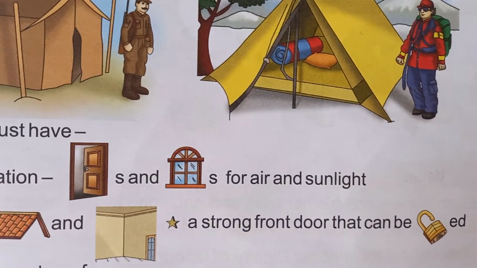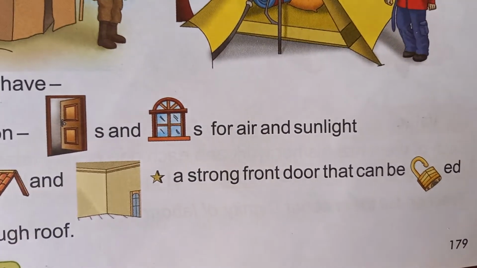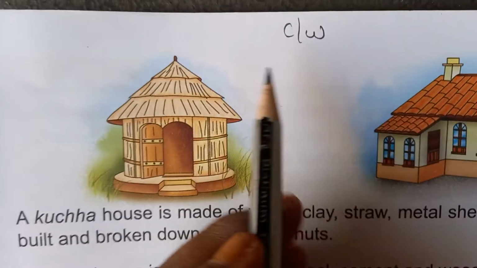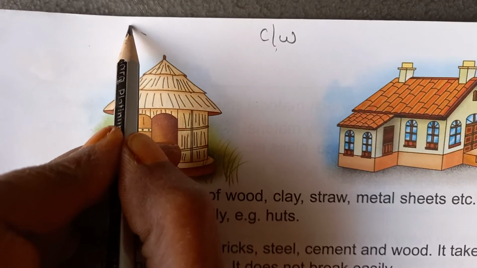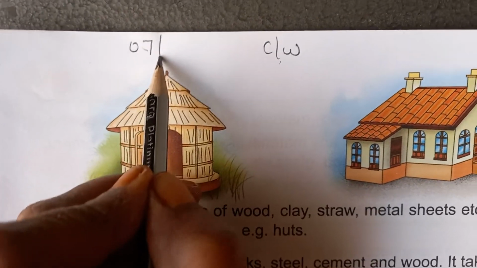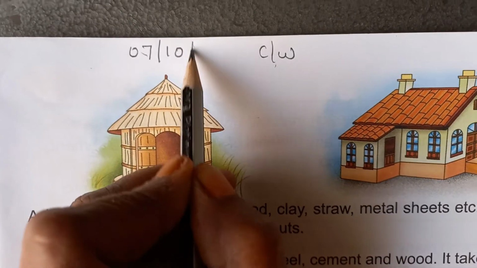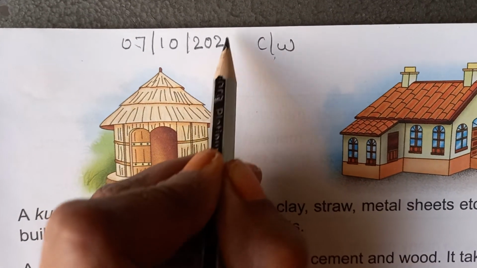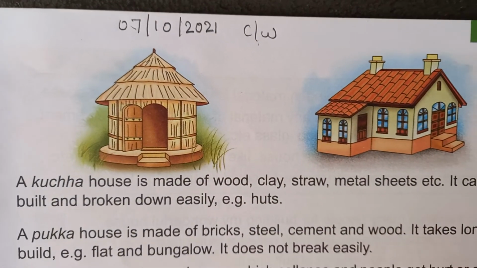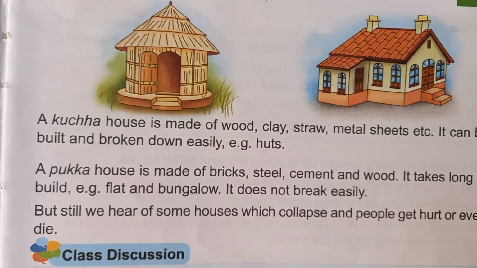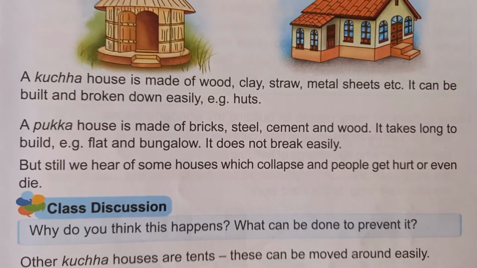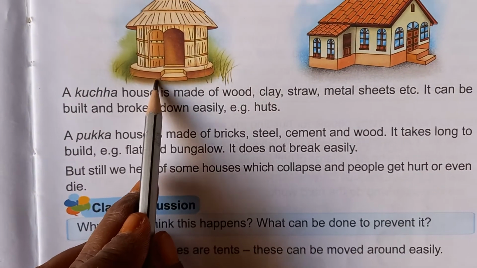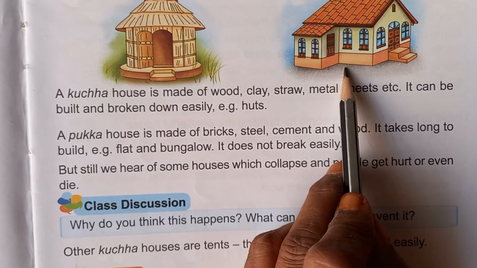See children, open page number 179. Here I have written that classwork and today's date is 7th of September 2021. See children, you have to read this page twice. And if possible, you have to write very neatly as one page handwriting. See here, this is a hut and this is a house.